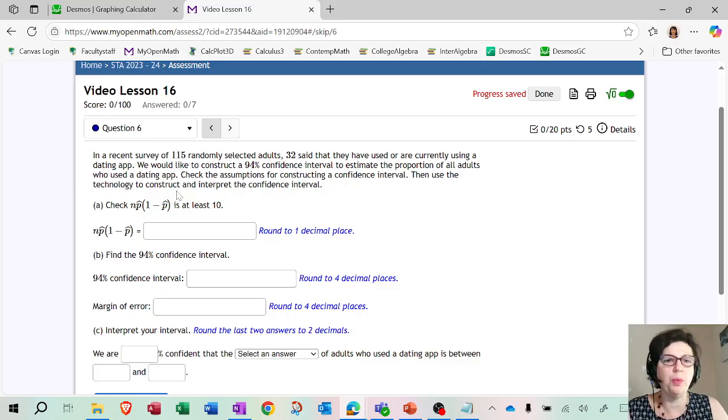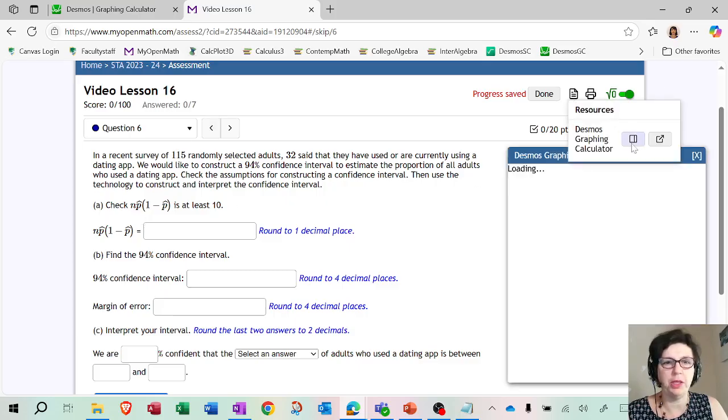So this is similar to binomial distribution. Now you need to remember that the number of successes is always less than the number of trials. So your x in this particular case would be 32, and n, which is the number of trials, would be 115. Okay, so the first thing I'm going to do is show you how to check assumptions.